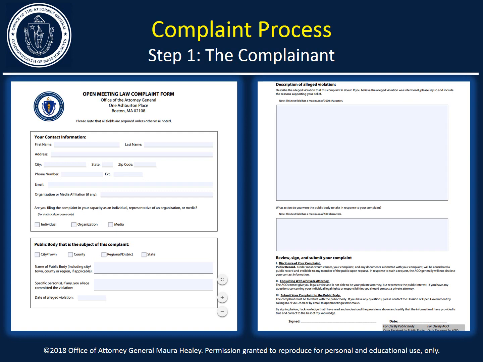However, if a public body violates the law during executive session, it is likely that the violation may not be reasonably discovered until the executive session minutes are released, possibly months later. In that instance, the complainant would have 30 days from the date the executive session minutes were released to file his or her complaint. Complaints should be sent to the chair of the public body. For municipal public bodies, a copy must also be sent to the municipal clerk.